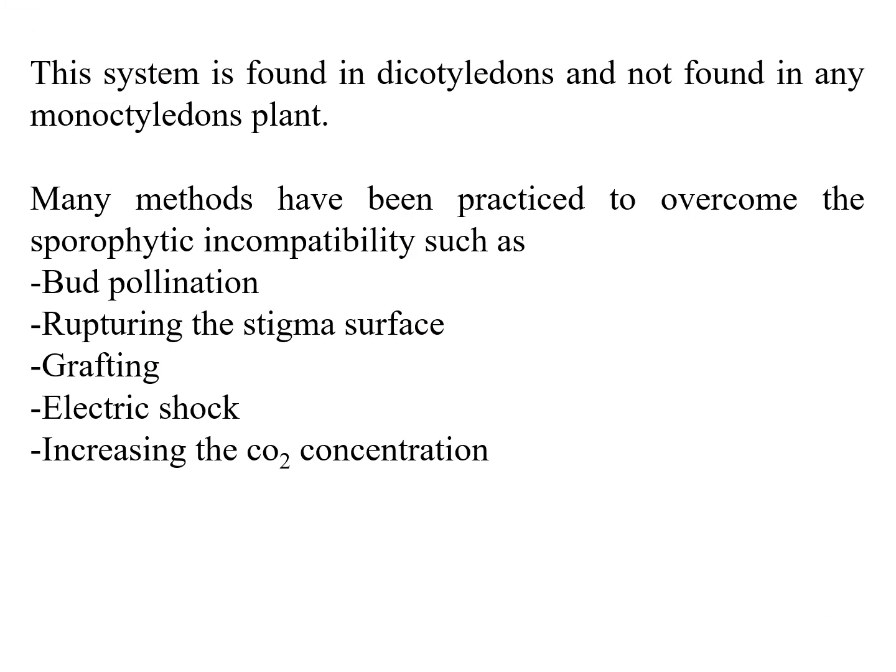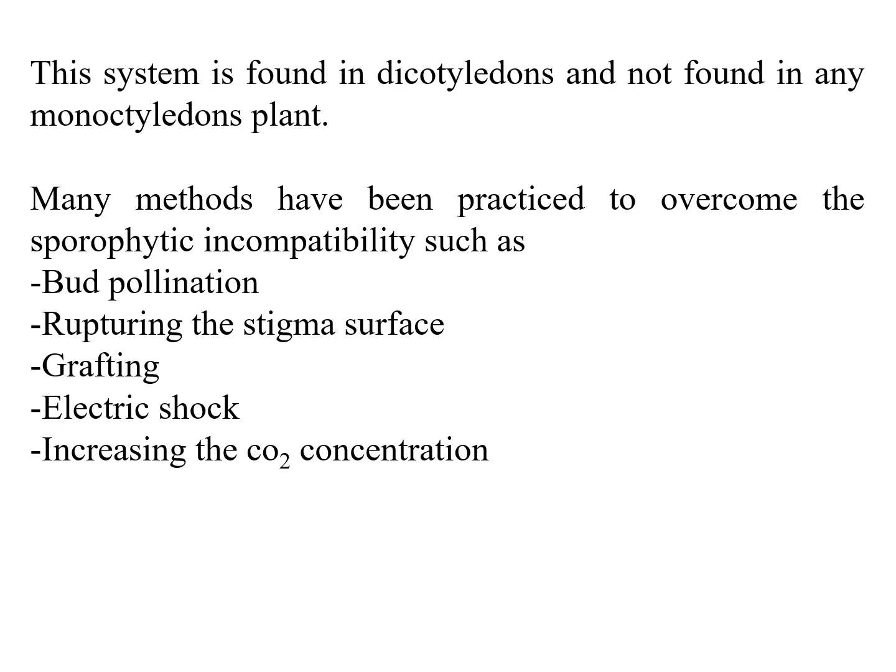The sporophytic system is found in dicotyledons, but it's not found in monocotyledons. Now I can summarize the difference between the two systems. First of all, the gametophytic can have more than one locus, while the sporophytic has only one locus. The gametophytic doesn't have any dominance, while the sporophytic has dominance. The inhibition in the gametophytic is found in the stylar tissue, while the inhibition in the sporophytic is found in the stigma tissue.